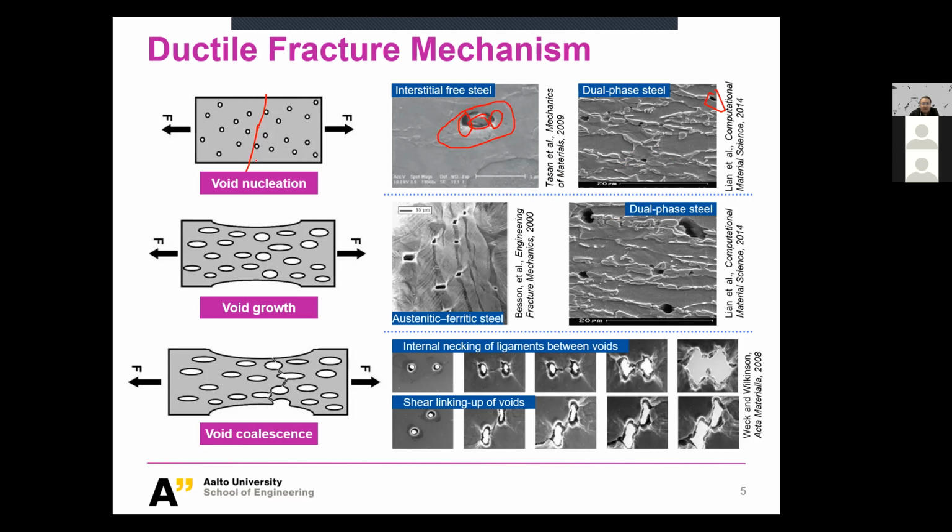Once you have your voids in your body, the rest is pretty easy to imagine, right? If you just continuously deform it, those voids are going to grow, so they become bigger, as you see from the left-hand side figure. And from a microstructure or microscope point of view, you see these voids are getting bigger, and this is even better for dual phase. You see this is really getting larger and larger.